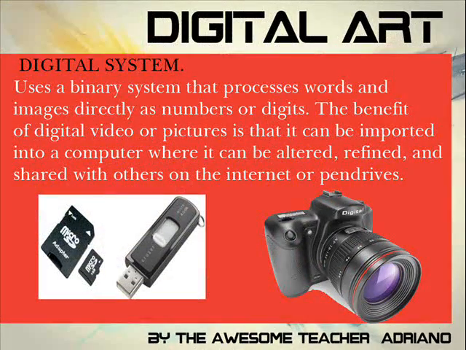So that leads us to the other important system or format, which is the one you guys who were born like 5 years ago know. Digital system. What's a digital system? Remember that we talked about the binary numbers and systems and how a computer understands a color? Well, this is basically the same. It uses a binary system that processes words and images directly as numbers or digits.